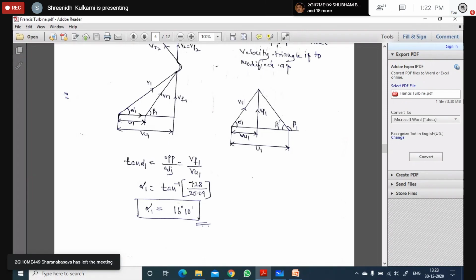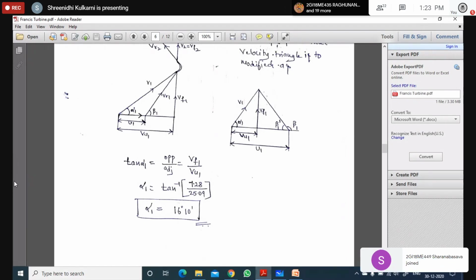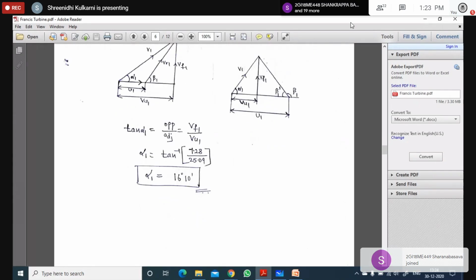So we'll get alpha 1 as 16 degree. Tan alpha 1 is opposite by adjacent, so that is VF1 by VU1. To find alpha 1, it is tan inverse of VF1 by VU1. So you will get alpha 1 is 16 degree. I hope you completed this.